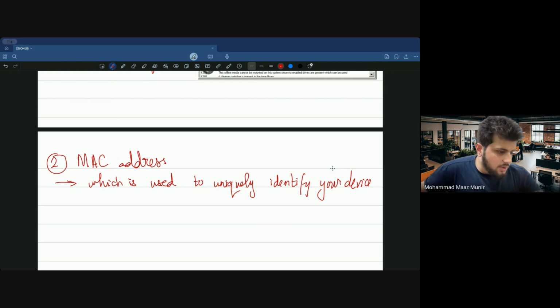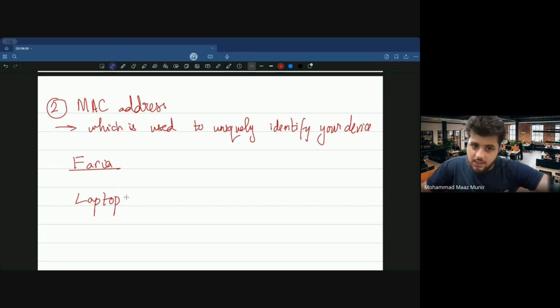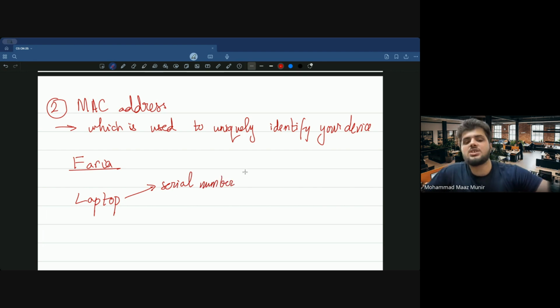We have Ahmed in the class, and we also have Faria and Osam in the class. Let's say Faria got herself a new laptop. Now this laptop has a serial number. We all know a serial number. And what's a serial number? A serial number is basically a number which is unique to that specific laptop, right?